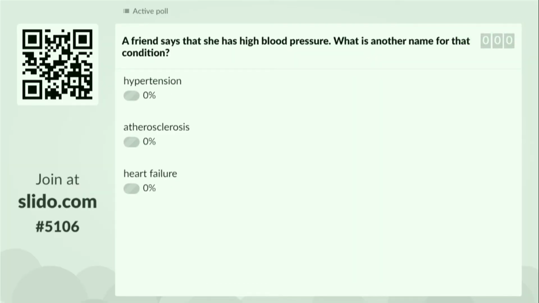Okay, a friend says that she has high blood pressure. What is another name for that condition? We talked about three of these. Which one is simply the high blood pressure one?